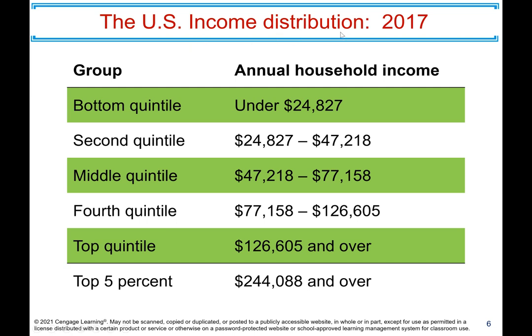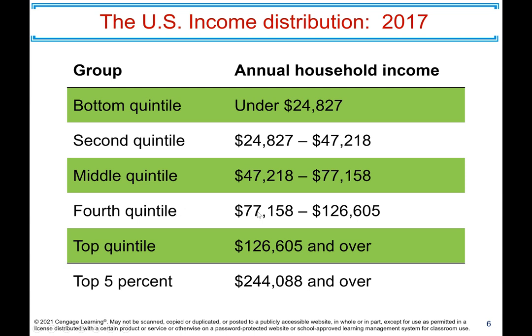The U.S. income distribution in 2017. The bottom quintile: annual household income is under $24,827. The second quintile, the second 20% of the population, is between $24,827 and $47,218. The middle quintile, the middle 20%, is $47,218 to $77,158.